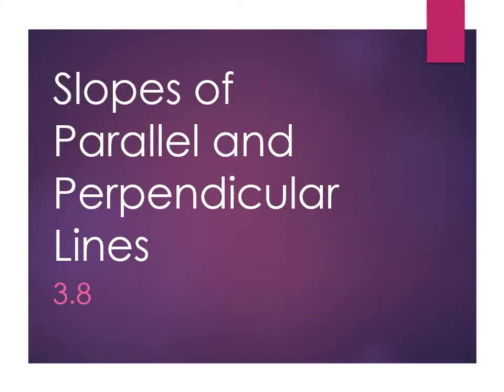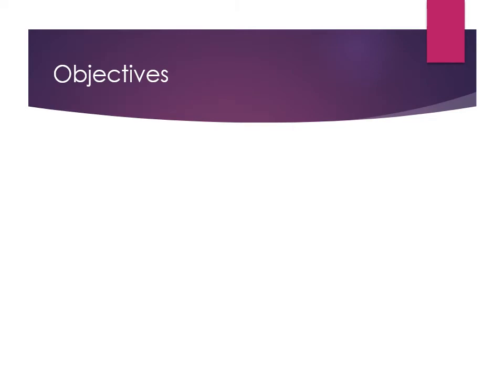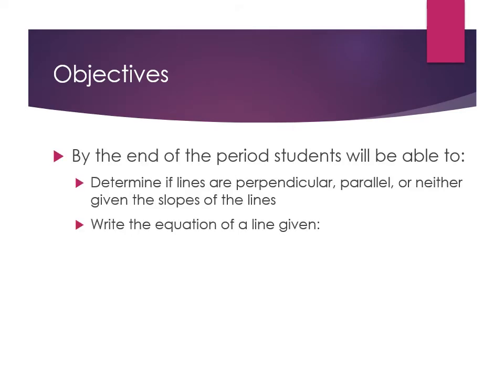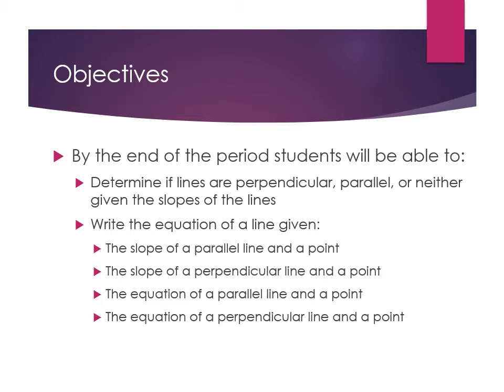In this lesson, we are going to talk about slopes of parallel and perpendicular lines and how to find them. So by the end of the period, you are going to be able to determine if lines are parallel, perpendicular, or neither by the slopes. You're also going to be able to write the equation of a line given the slope of a parallel line and a point, a perpendicular line and a point, an equation of a parallel line and a point, an equation of a perpendicular line and a point.